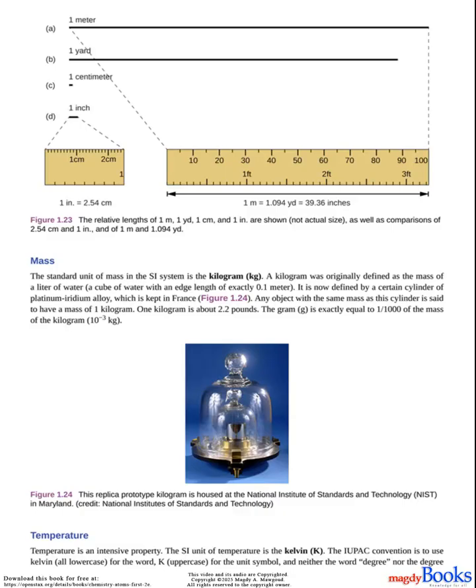1 kilogram is about 2.2 pounds. The gram, g, is exactly equal to 1 over 1,000 of the mass of the kilogram, 10 to the power of negative 3 kilograms. Figure 1.24. This replica prototype kilogram is housed at the National Institute of Standards and Technology, NIST, in Maryland. Credit: National Institute of Standards and Technology.